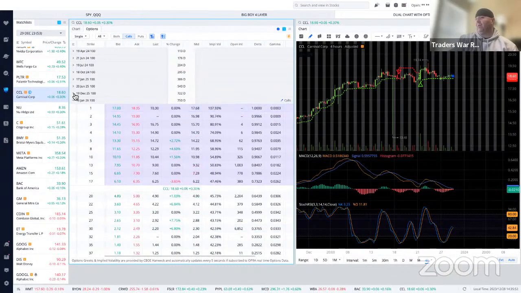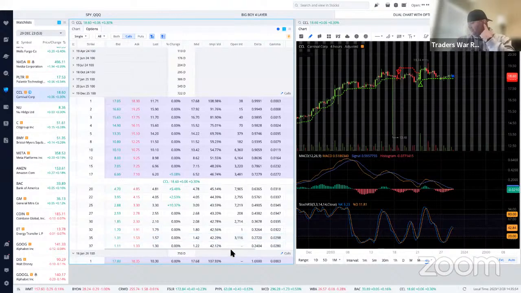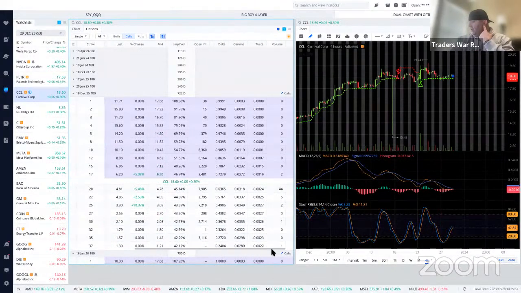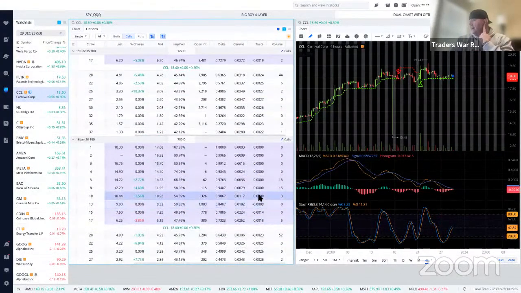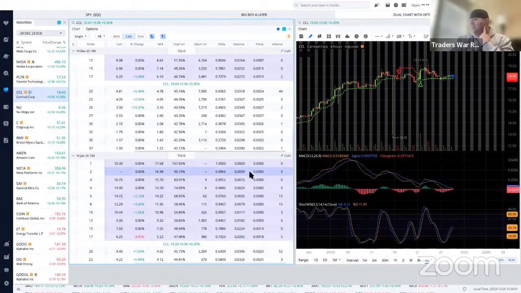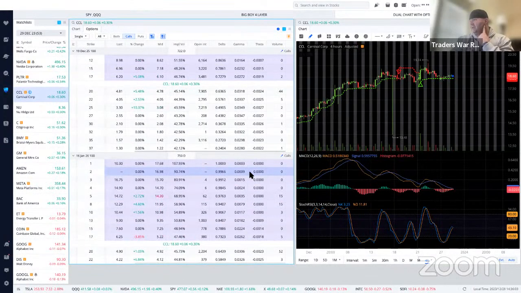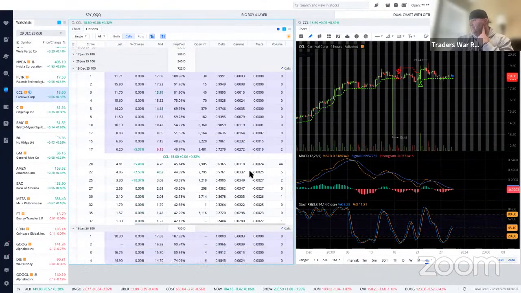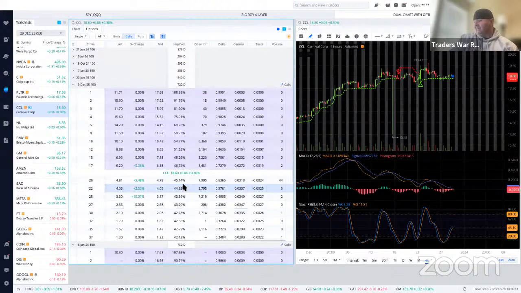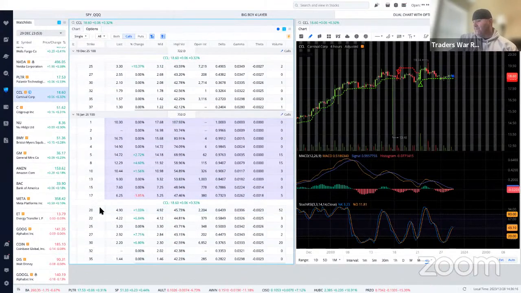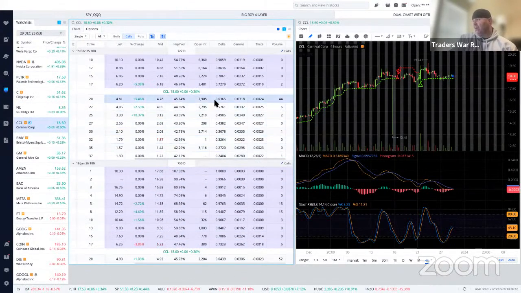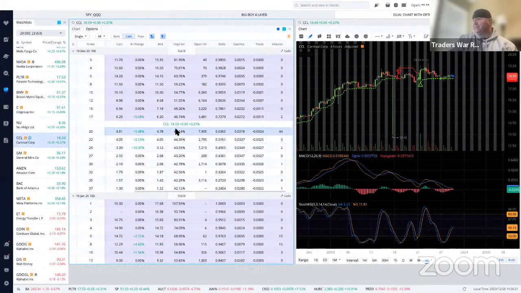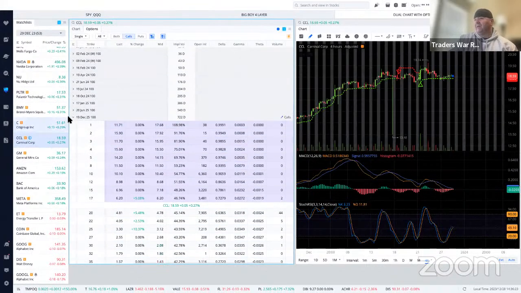Maybe that's a little too far out. What about this one? Anytime you're looking at leaps, you just want the one with the volume, guys. That's it. You just want the one with the volume. You want volume. Okay, 490, 480 at the money. Nothing really big.